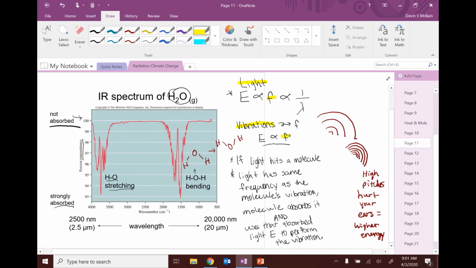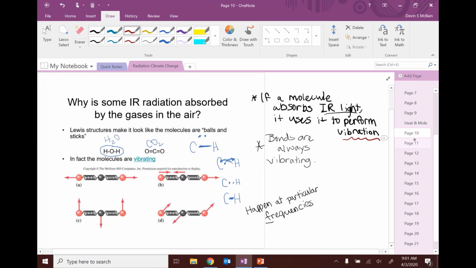Okay, so now here is the big takeaway. Here's the punchline, if you will. If light hits a molecule and that light has the same frequency as a vibration the molecule can perform, then the molecule absorbs it and uses that absorbed light energy to perform the vibration. I mentioned this on the previous page.